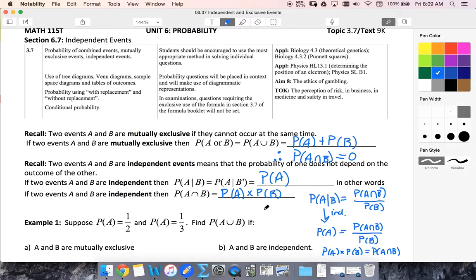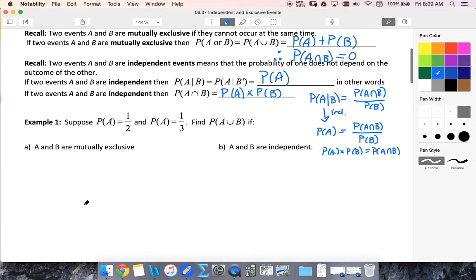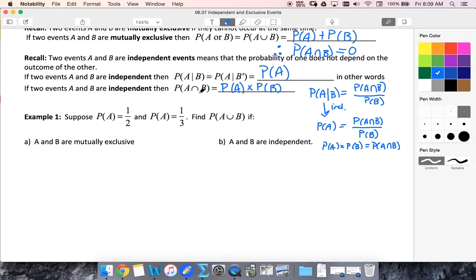So let's look at an example of this. So probability of A is 1/2. Probability of B is 1/3. So find the probability of A union B if they're mutually exclusive. Well, if they're mutually exclusive, probability of A union B is probability of A plus probability of B. So we do 1/2 plus 1/3.